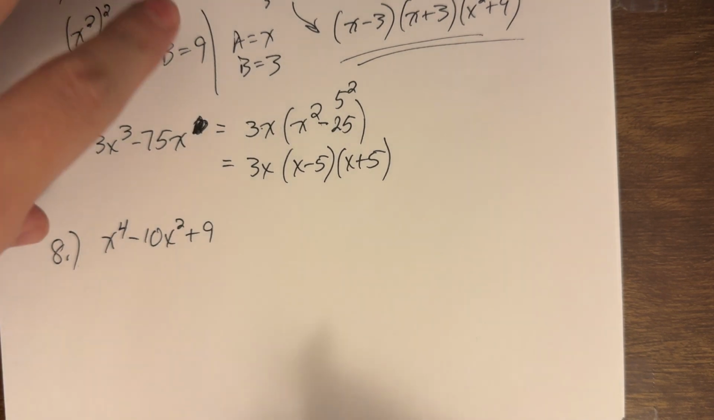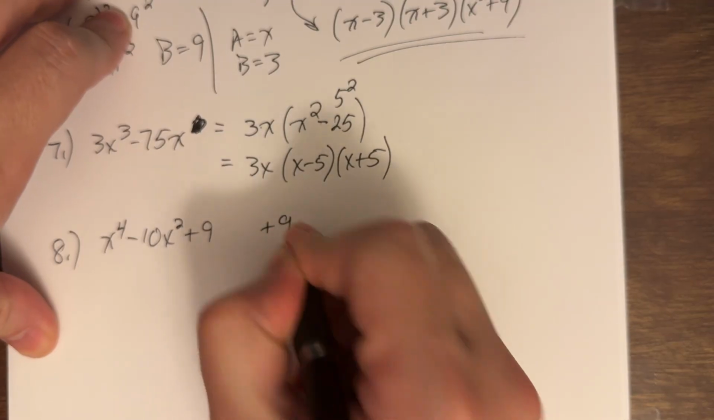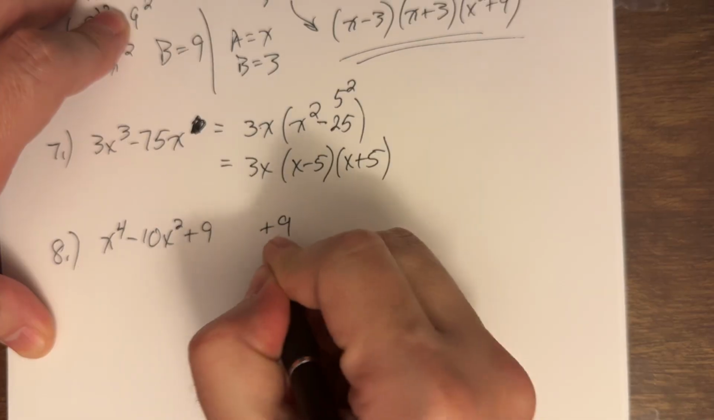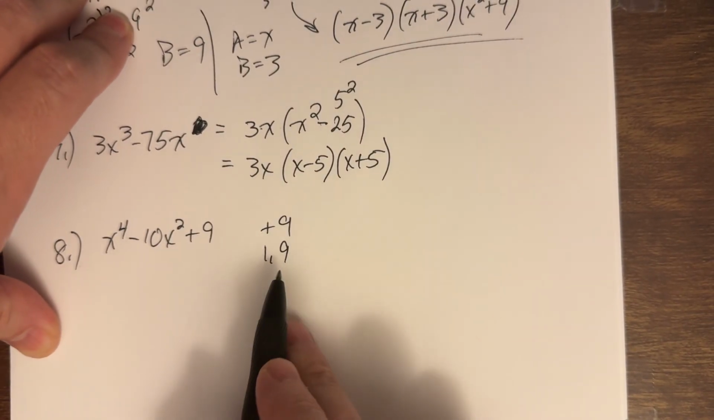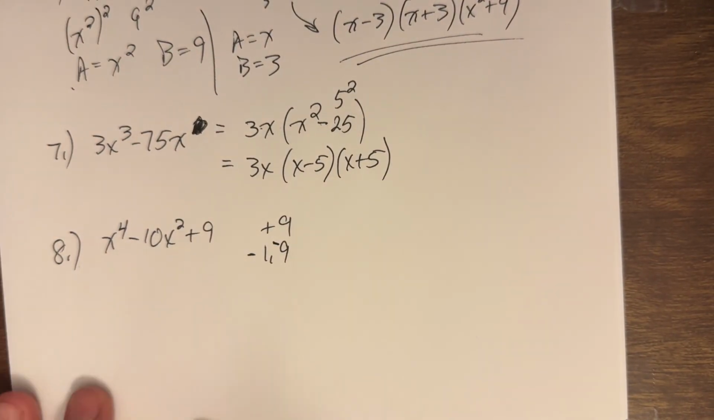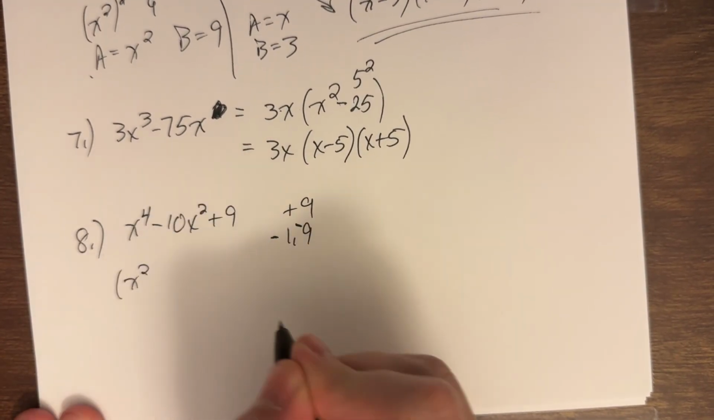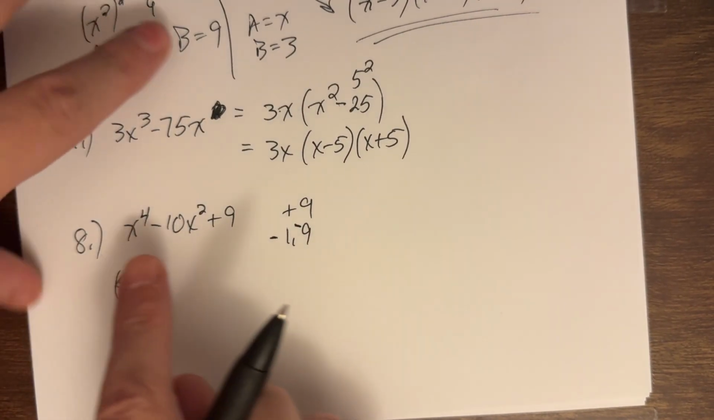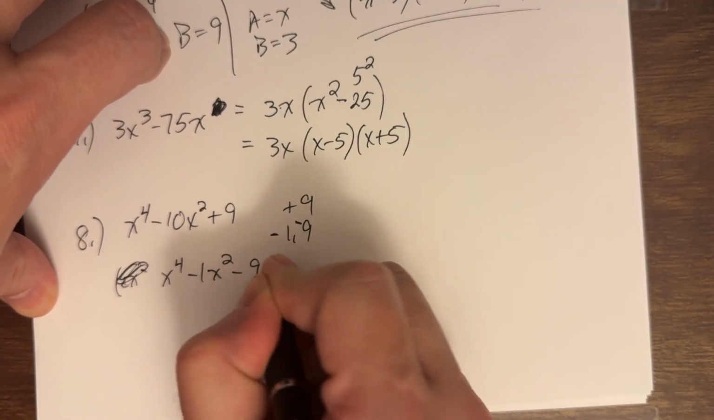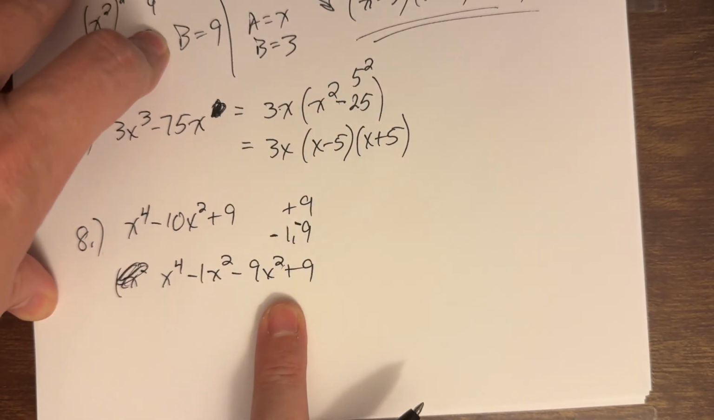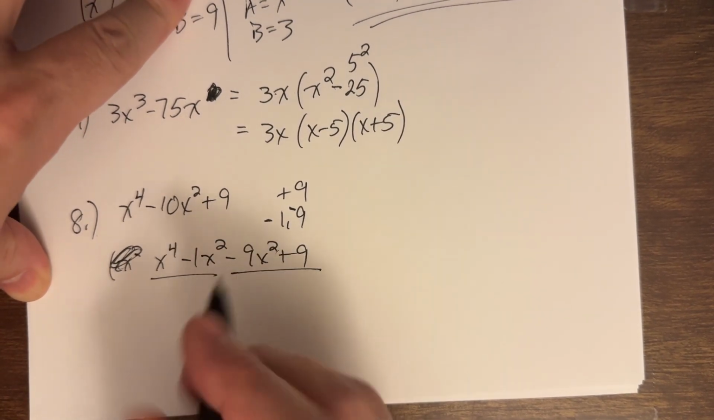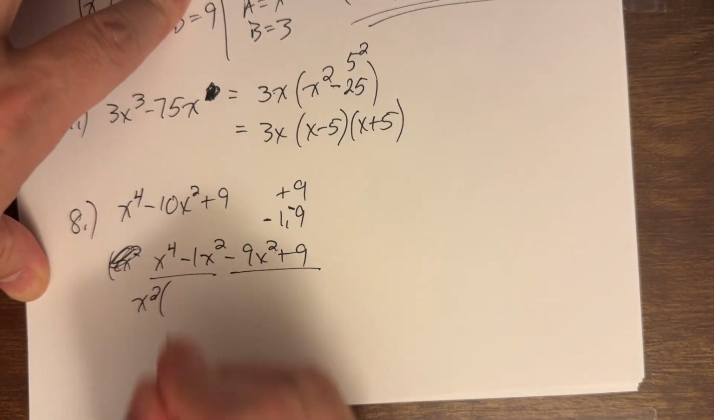But I still need all my trinomial stuff. I need my grouping number. 1 times plus 9 is plus 9. The factors of 9 that add to 10 are 1 and 9. But they need to add to negative 10. So it's really a -1 and a -9. Let me go through the whole process. Break up the middle. X to the 4th stays. -1x squared minus 9x squared plus 9. First grouping, second grouping. First grouping, x squared comes out.